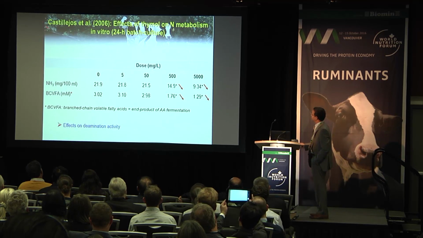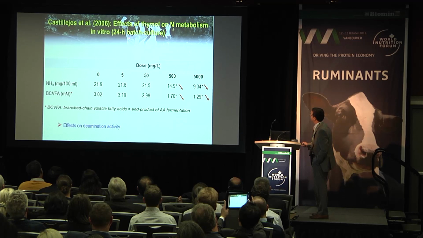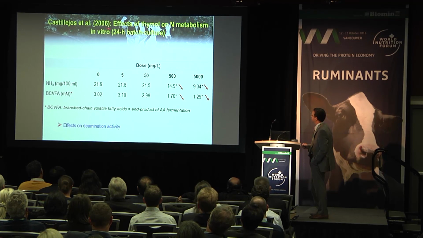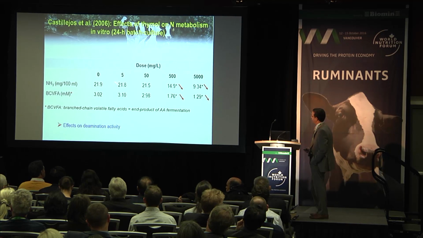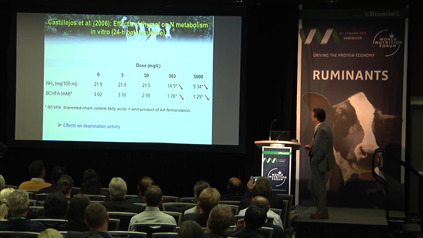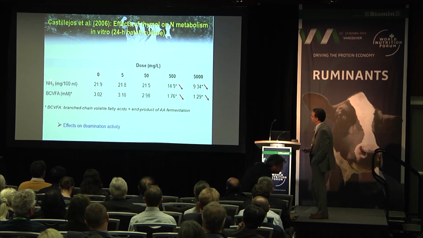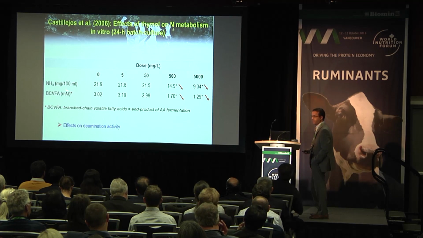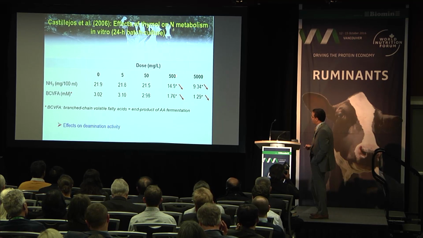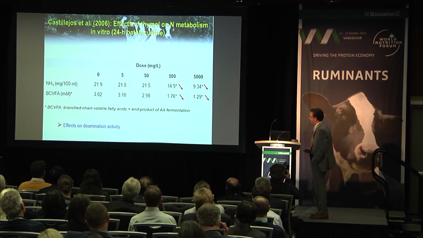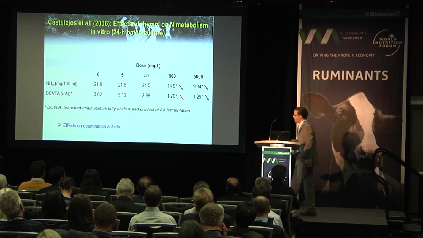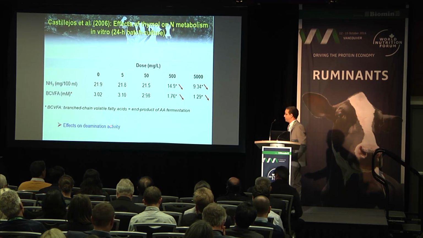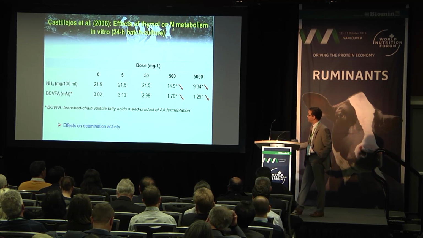These results are from Castillejos et al. 2006, where they investigated the effect of thymol on protein metabolism using 24-hour batch culture. And as you can see here, at high doses, 500 and 5,000 milligram per liter, ammonia production and branched-chain VFA production were reduced, which is an indication again of deamination activity by rumen microbes.